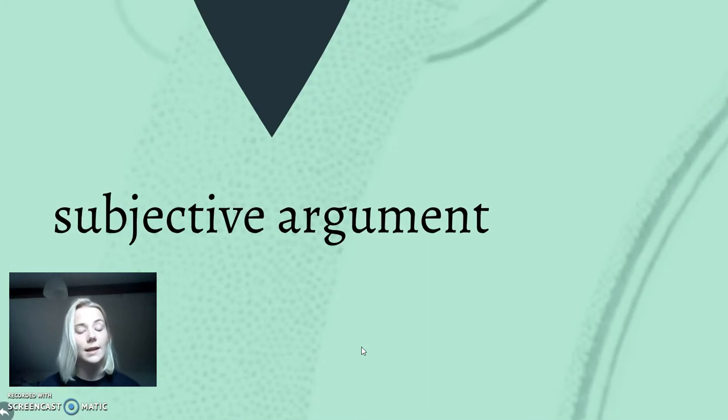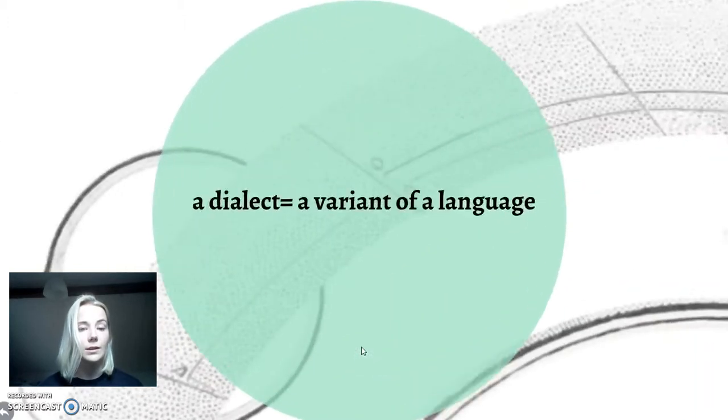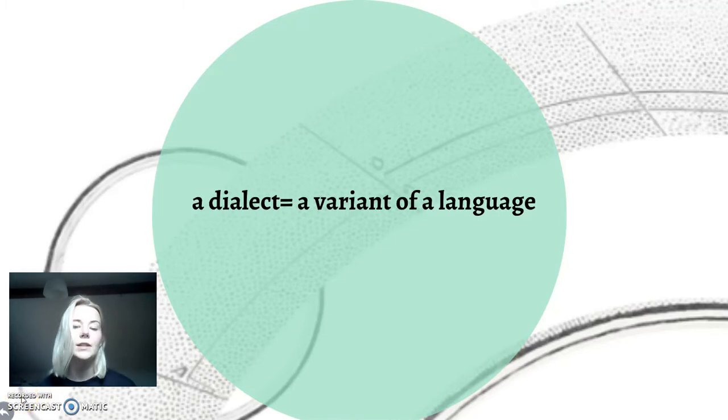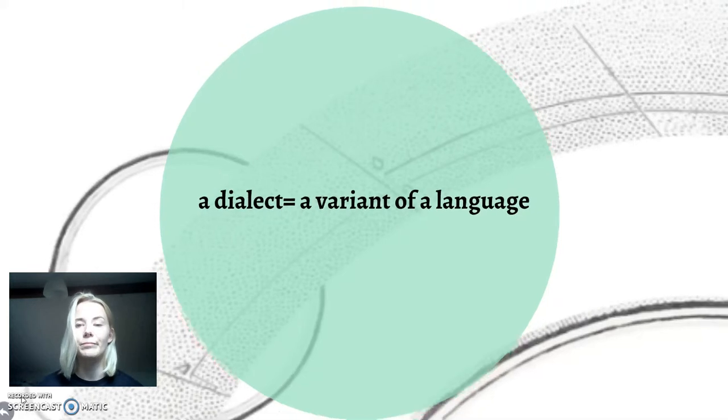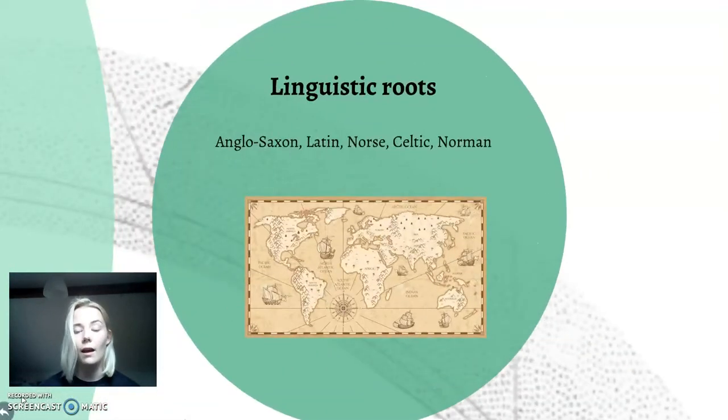But for the sake of this presentation, I do want to use a definition for a dialect, which is that a dialect is a variant of a language. Now let's take a look at some dialects spoken in Britain. To name a few, we have Scouse in Liverpool, Geordie in North East England, and Brummie in Birmingham, and so on. These dialects tell us a lot about Britain's linguistic roots. You can find them in certain words and expressions, linguistic roots like Anglo-Saxon, Latin, Norse, and so on.